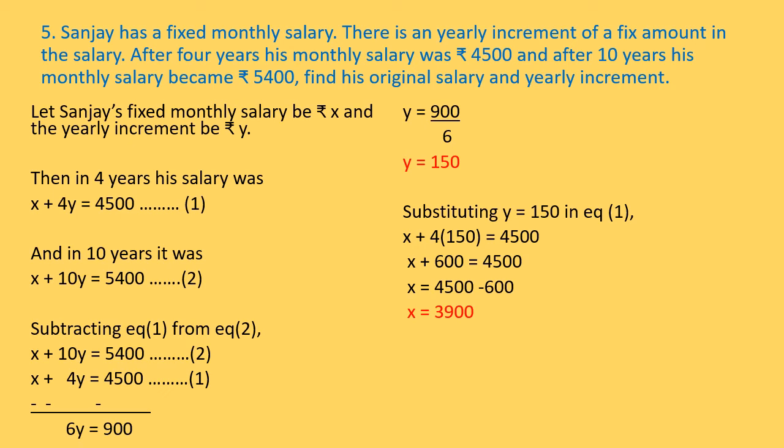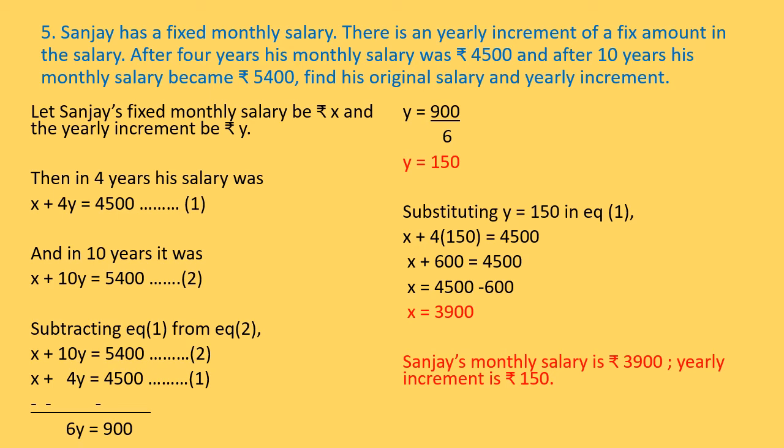So what was x? X was the fixed monthly salary. So the fixed monthly salary of Sanjay will be 3900, and his yearly increment is rupees 150. Whenever you write a final answer, you always mention the units. In this case, we will mention rupees.